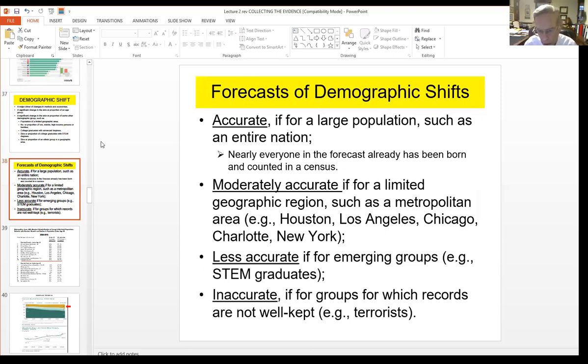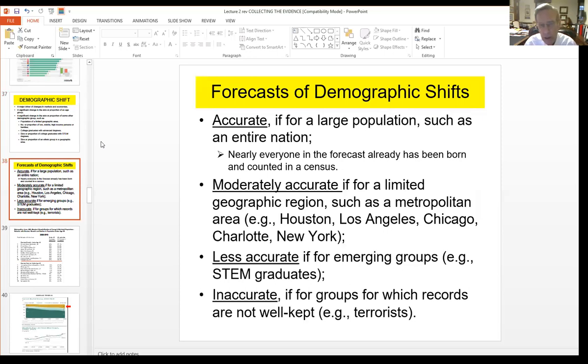or metropolitan markets. Now, if we're talking about groups that are just beginning to form, such as the number of graduates that have science, technology, engineering, and mathematics degrees, the STEM graduates, for instance, or other specifically defined cohorts of people who have common characteristics. And if they are emerging groups, then our ability to forecast their sizes becomes even less reliable. And we're not as good at that as we would like to be.